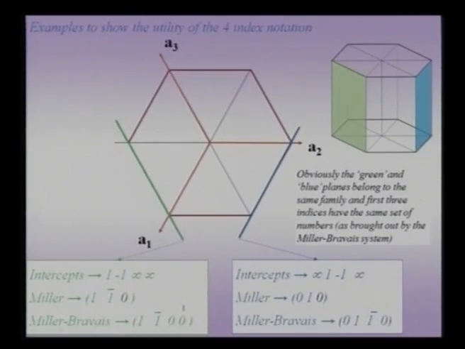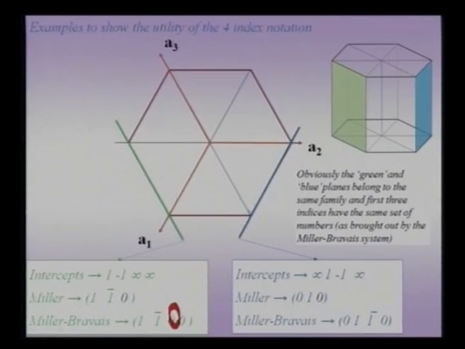Suppose I were not using a 4 index notation, I were using just a 3 index notation, that means I do not have this third redundant index, then I will write it as 1 1 bar 0, right. Now, let me look at the blue plane and try to derive its Miller-Bravais indices.